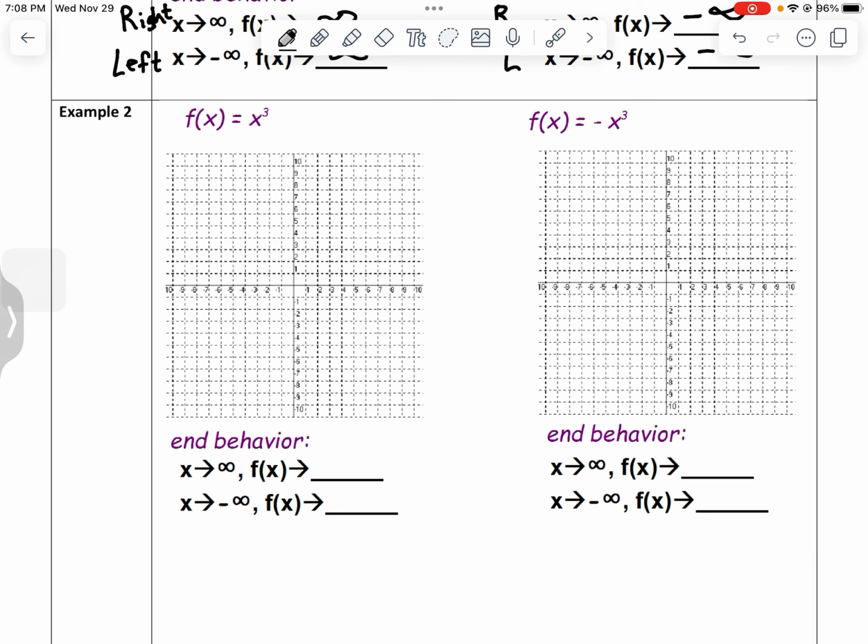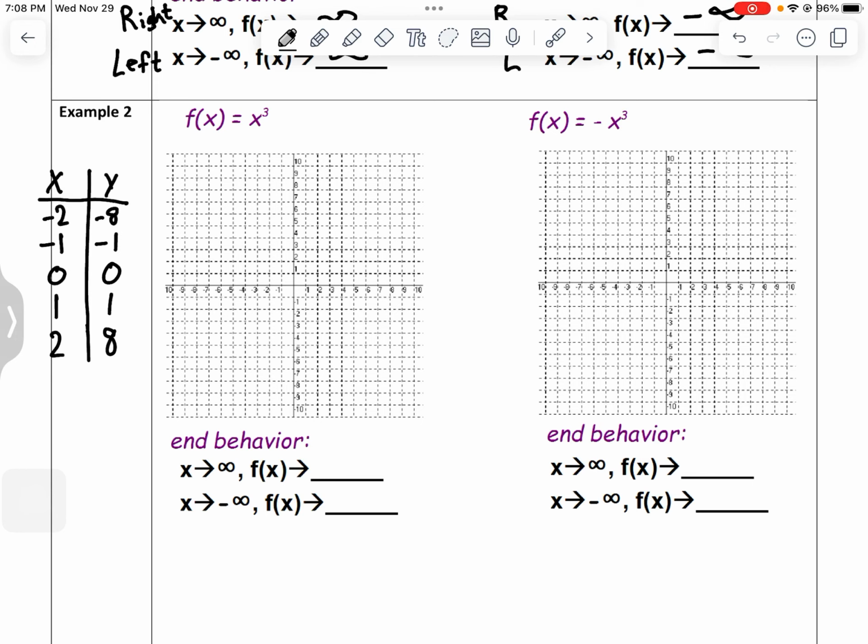Now here we have x to the third. In this case, we're going to pick some different points for our table. So this one, we're going to have x and y. For these ones, I'm just going to give you the points, but we're going to do -2, -1, 0, 1, +2. Now, if you were to plug these points in for x, when you cube them, you would get -8, -1, 0, 1, and +8. So now we're just going to plot these so we can see how this looks.